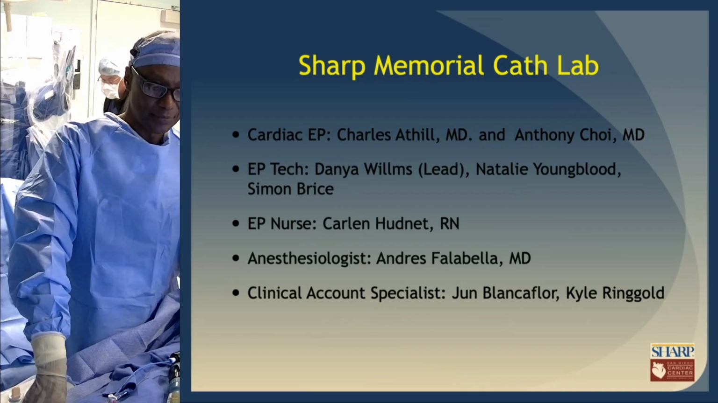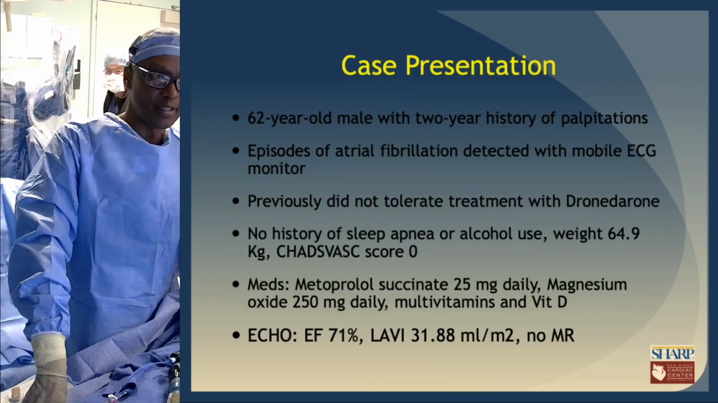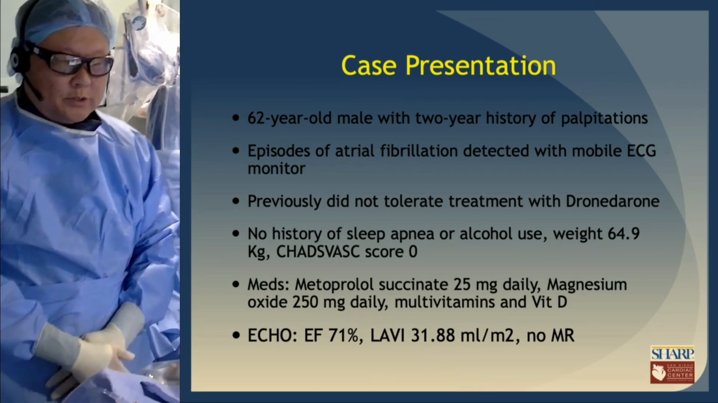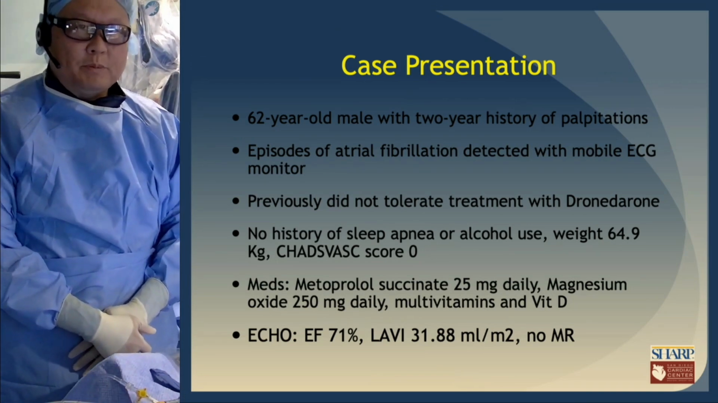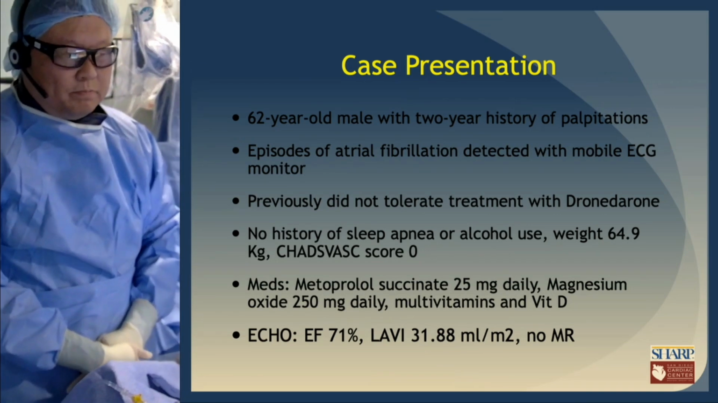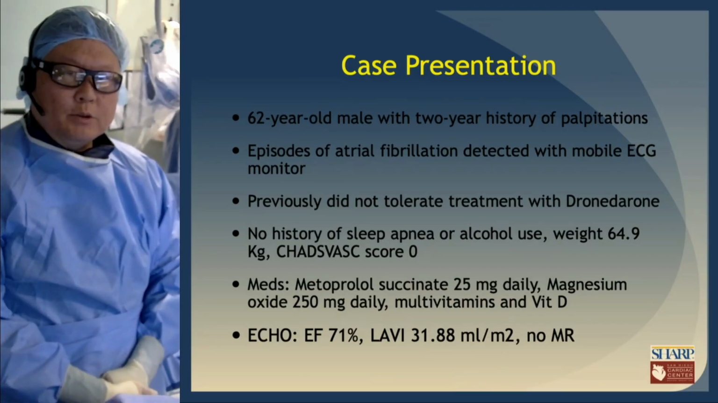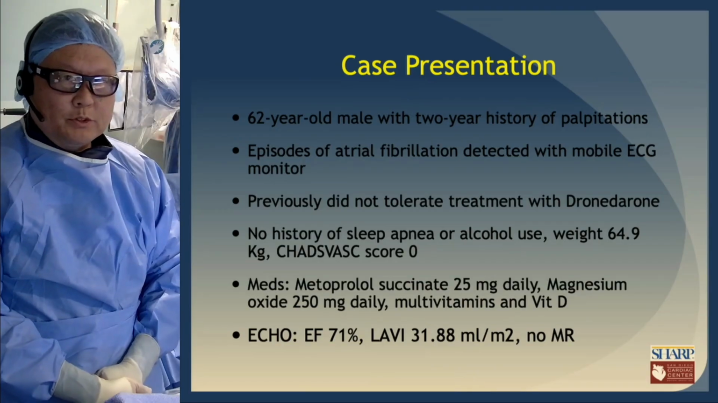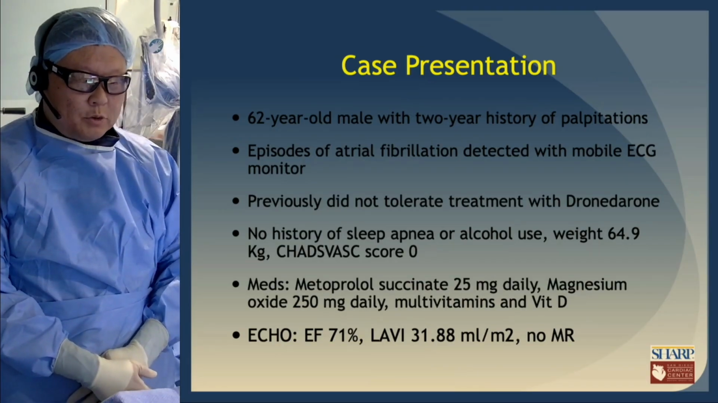Next slide. Dr. Choi is an electrophysiologist here also at Sharp Memorial Hospital who will present the case. Thank you. Good evening. So our patient is a 62-year-old gentleman with a two-year history of palpitations. AFib was first diagnosed on a commercially available single lead EKG. He previously did not tolerate treatment with dronedarone. Otherwise, comorbidities, not a lot.